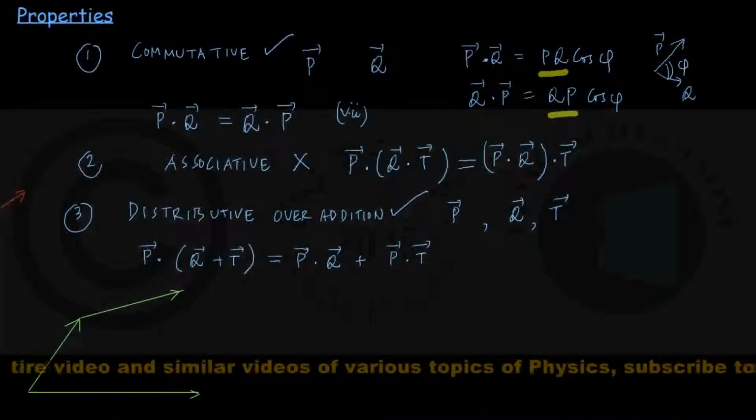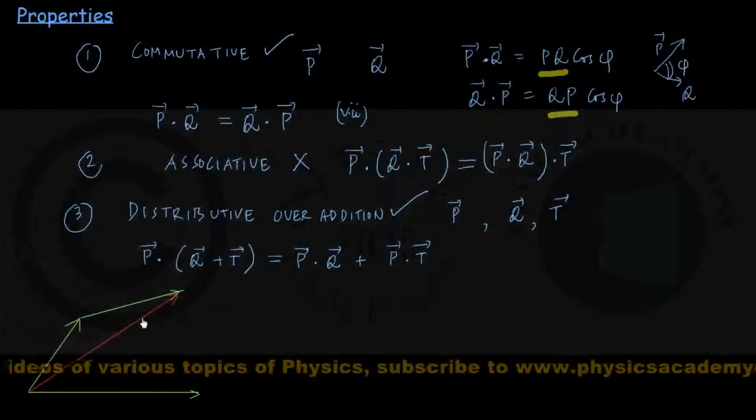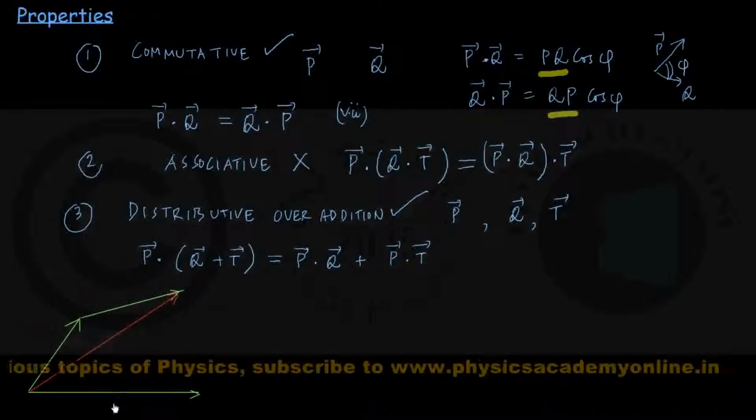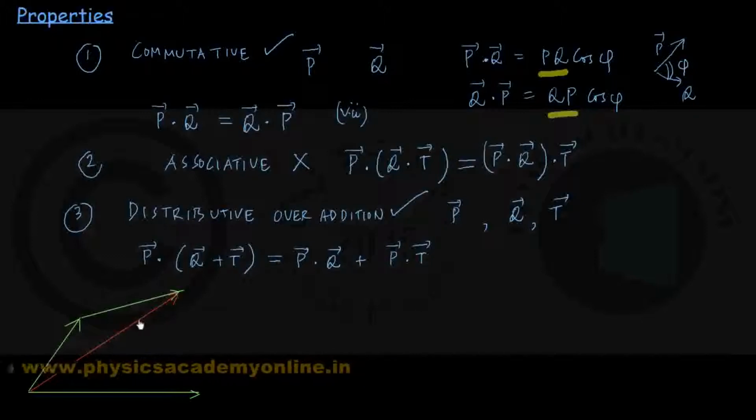And let me draw also the resultant of q and t. I'll name it shortly, just wait. I said this is my p, this is my q, this is my t, and this is q plus t, the red arrow, that is the vector sum q plus t. And I also draw perpendiculars from the tips of q and t as shown here.